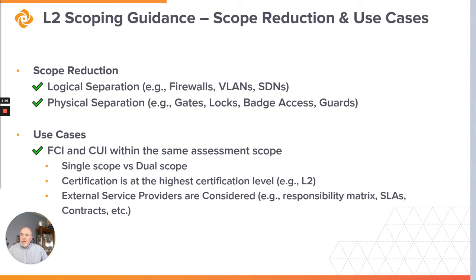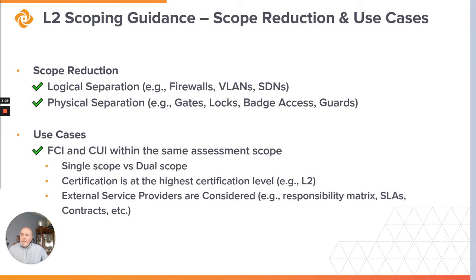Additionally, the guide has given us examples of what to do with certain use cases. For example, let's say you have FCI and CUI within your same boundary, both logically and physically. They would be part of a CMMC assessment scope. In this case, the guide suggests you should pursue a single assessment and certification, and not one for each. However, the certification would be at the highest level of information that is processed, stored, or transmitted. In this case, Level 2, because of the CUI.